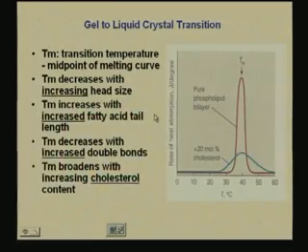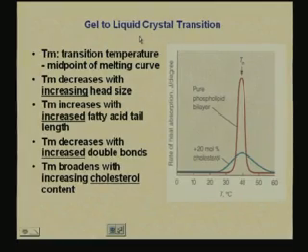Now, we speak of the gel to liquid crystal transition. What does the gel mean? The complete crystal form where all the hydrocarbon tails are perfectly oriented. We have what is called a transition temperature. What is this transition temperature? It is sort of a melting point, a melting curve that we get, and the midpoint of this melting curve is going to be the transition from the perfectly ordered form to a disordered form.